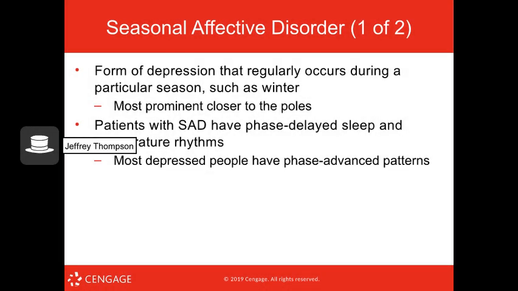Seasonal affective disorder, SAD, is, as mentioned before, a form of depression that occurs during a particular season, such as winter. It is more prominent if you live closer to the poles. If you're near the equator, then you're not dealing with drastic seasonal changes. The closer you get to the poles, the more you're going to deal with those seasonal changes. So if you have seasonal affective disorder, you tend to have a phase delayed sleep pattern and sleep rhythms, but most depressed people have phase advanced patterns. So if you were to look at a somnogram, you would be able to see the difference between somebody who is depressed versus somebody who has seasonal affective disorder.